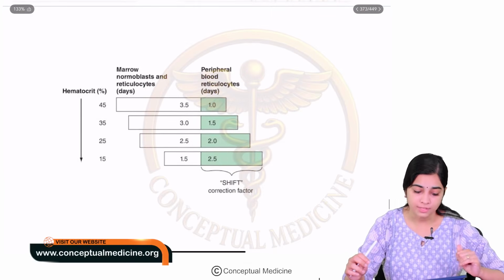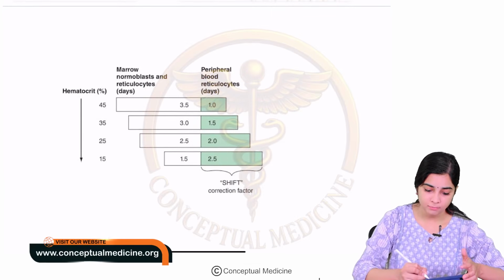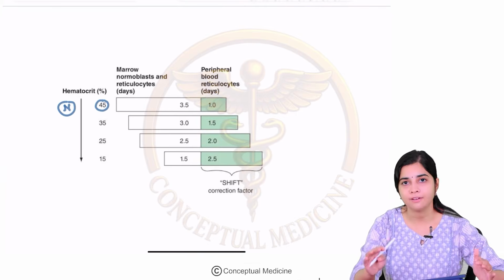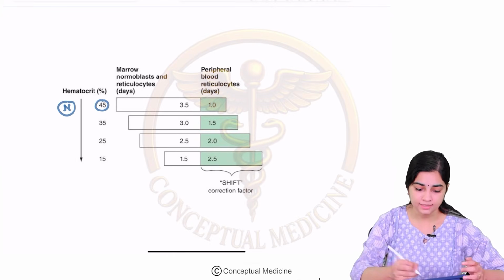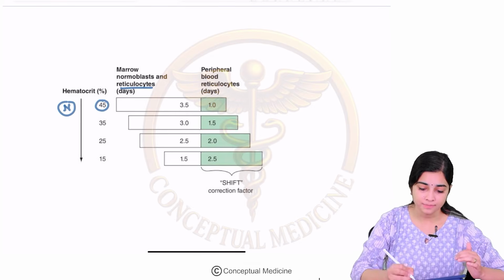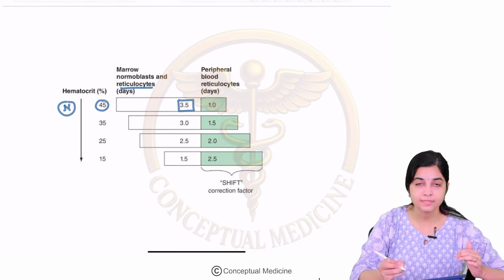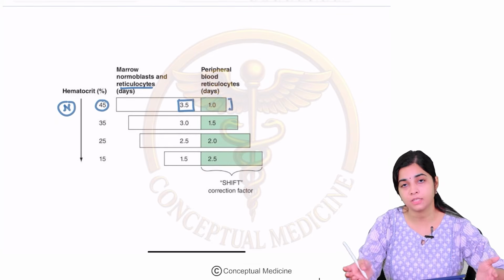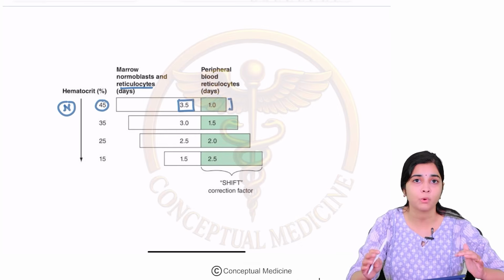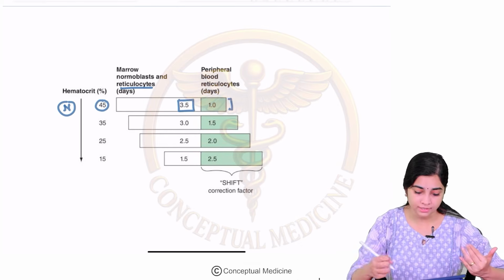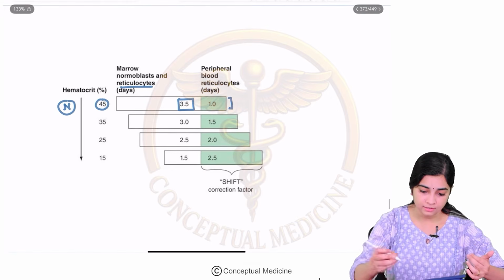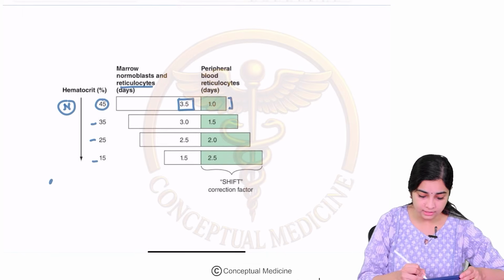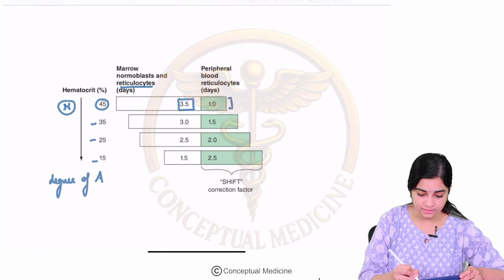So let us understand this with the help of this diagram. When the hematocrit is at 45, which is grossly considered to be the average normal value, you see that the marrow reticulocytes usually spend an average of 3.5 days in the bone marrow, and once they are released into the blood, the time that they spend in the peripheral blood is only 1 day. But now as the hematocrit decreases, you can see here that the hematocrit is decreasing: 35, 25, 15. Which means what? The degree of anemia is increasing.